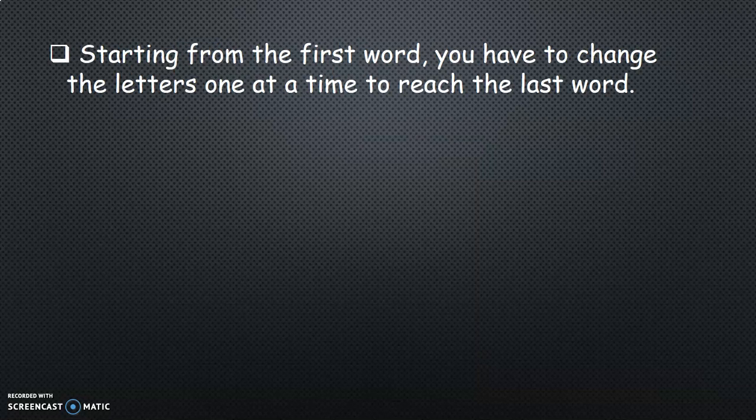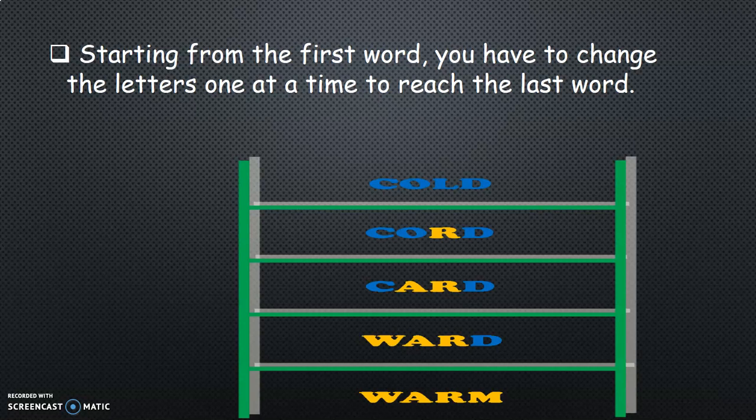Starting from the first word, you have to change the letters one at a time to reach the last word. For example, here warm is given. So you have to change one letter as you move up and reach the end word. So warm, when you move up, you find that M is replaced with D and the word is ward. Next, when we move further, W is replaced with C and the word is card.